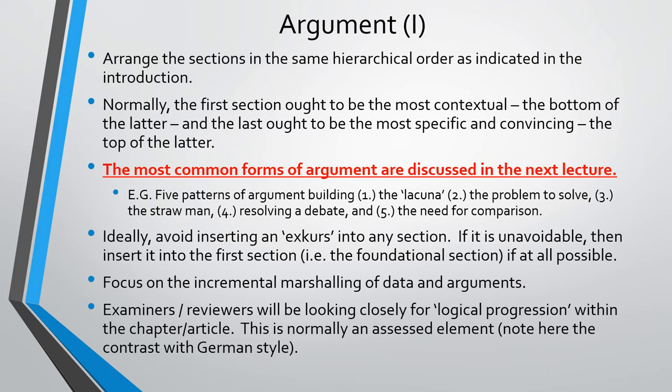Now, we'll come back to the most common forms of argument in the next lecture. The five I'm going to focus on in that lecture are, number one, the idea that the article or chapter addresses a lacuna, which is to say a specific area where we previously have lacked knowledge; or number two, that the article or chapter will solve a problem, something that has vexed historians or social scientists in the past; or you might make a straw man argument, in which you pull up some existing article or book in which you know the author has it wrong and you set about to explain why they have it wrong; or you resolve a debate between academics; or you make the case for comparison with other data sets. And in a way, that can be the most complex.